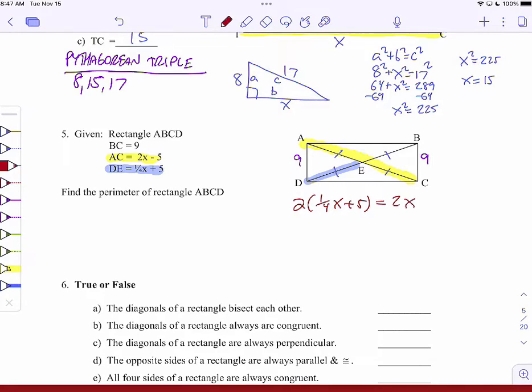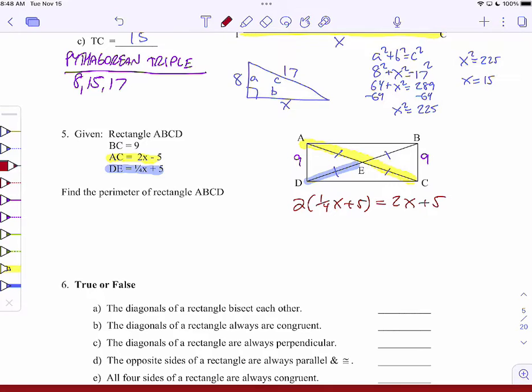Okay? And she's probably not the only person thinking like that. If you did DE plus EB, which is the same, 1/4 x plus 5 plus another 1/4 x plus 5, that would work. Okay? A lot of people do it that way. I like to write it this way. I would say doubling DE should be AC. Does that make sense? Are we happy with this?